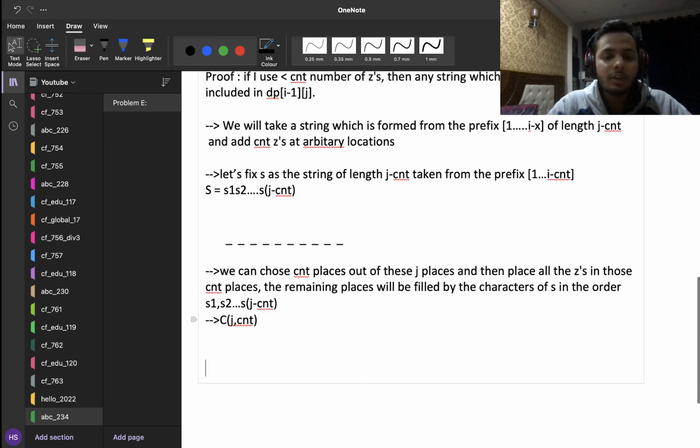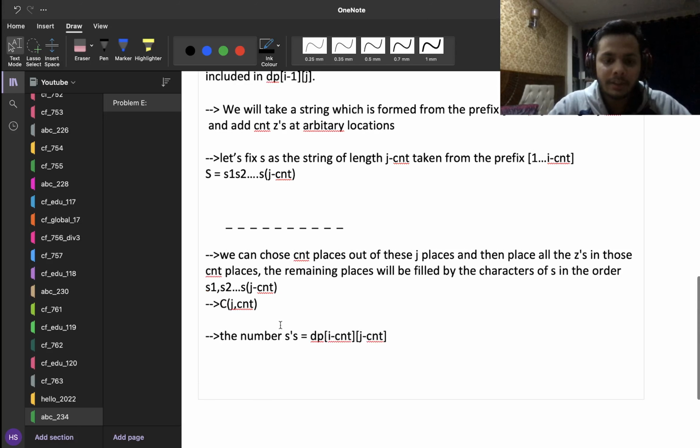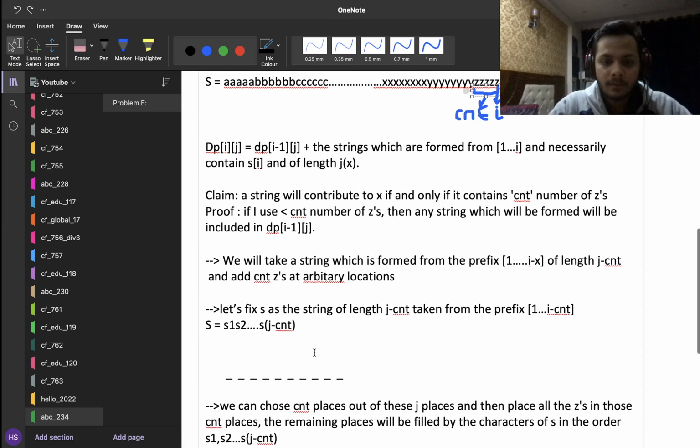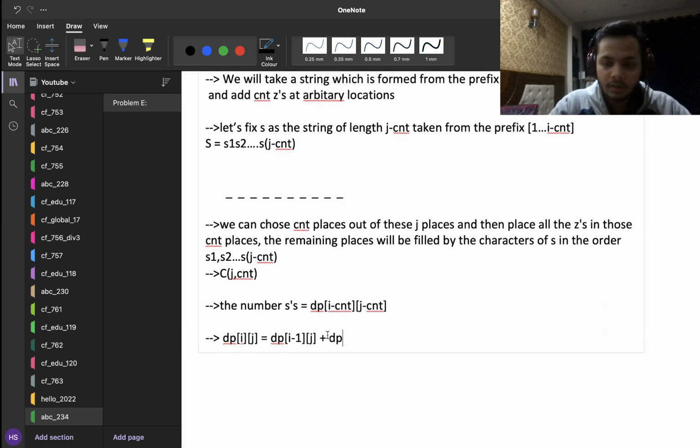Also remember that we were fixing the string s and the total number of string s's. So the number of s's that we have is dp of I minus count, j minus count. And so the transitions are now simplified, and we have completed the transitions as dp of ij is equal to dp of I minus 1, j plus dp of I minus count and j minus count multiplied by c of j comma count, right?